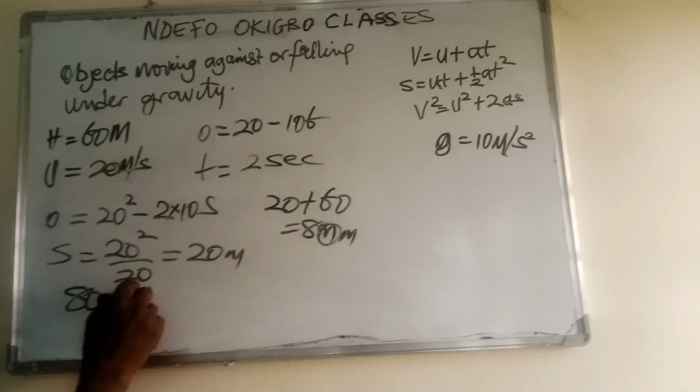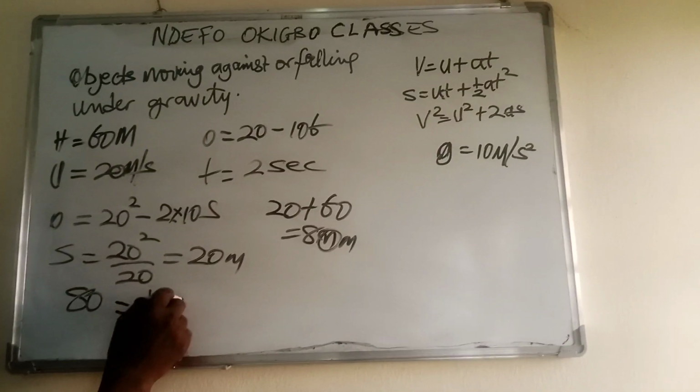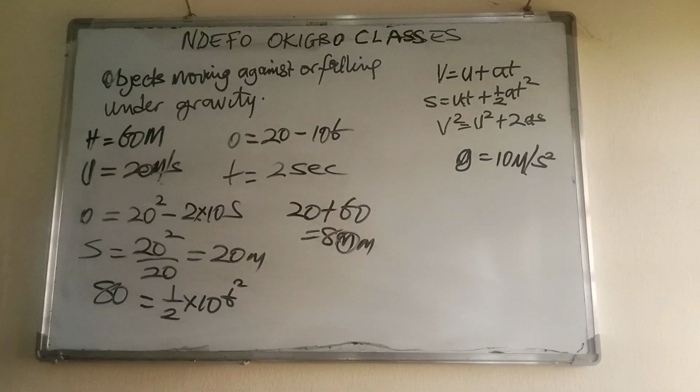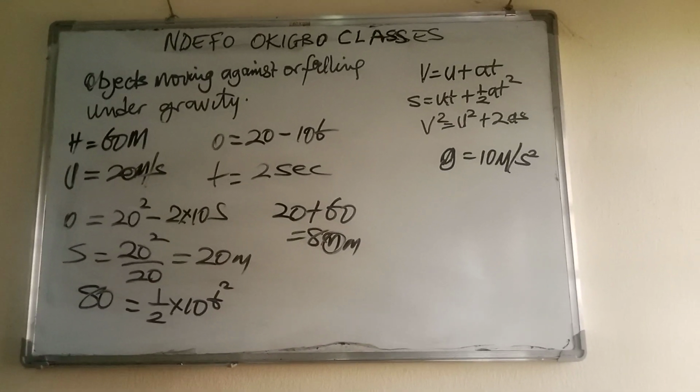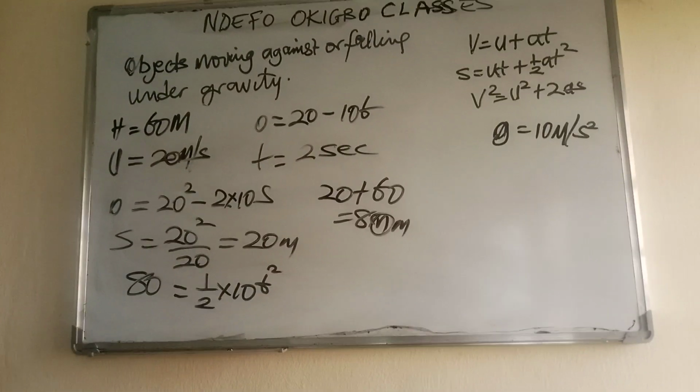That height, 80, is equal to 0, because the velocity is 0, plus half times 10 times the time t squared. That is the time we want to get, the time we use to get to the ground.